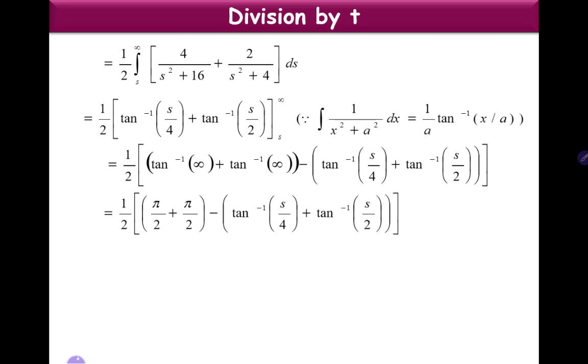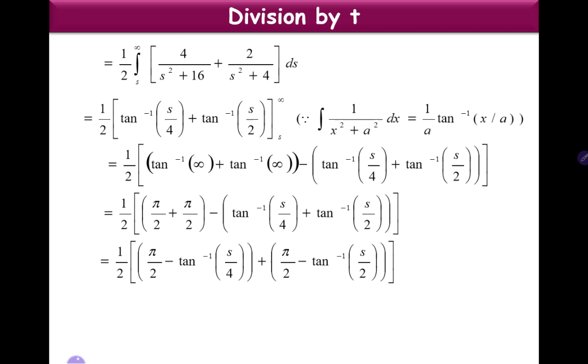This can be written as 1 by 2 times, tan inverse infinity is pi by 2, plus pi by 2, minus tan inverse s by 4 plus tan inverse s by 2, and this can be written as pi by 2 minus tan inverse s by 4 plus, again, the second pi by 2 minus tan inverse of s by 2. And pi by 2 minus tan inverse s by 4 is cot inverse s by 4. Pi by 2 minus tan inverse s by 2 is cot inverse of s by 2. So finally we obtain 1 by 2 times cot inverse s by 4 plus cot inverse s by 2. So hope you understood this problem.